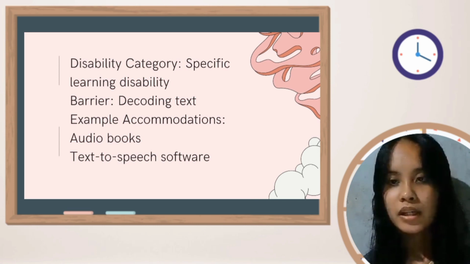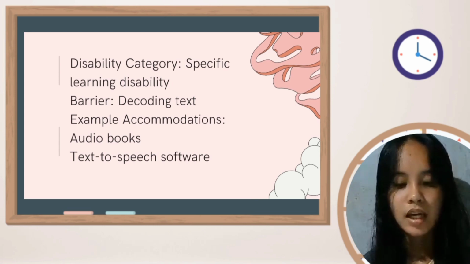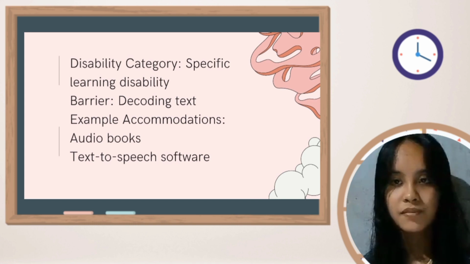Disability category number 2. A specific learning disability, or SLD, is a specific impairment of academic learning that interferes with a specific aspect of schoolwork and that reduces a student's academic performance significantly.